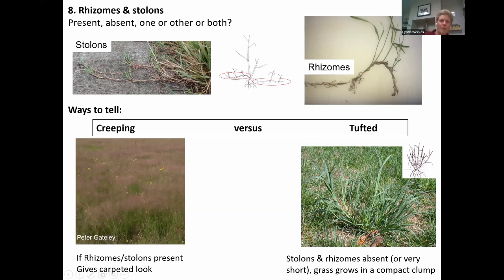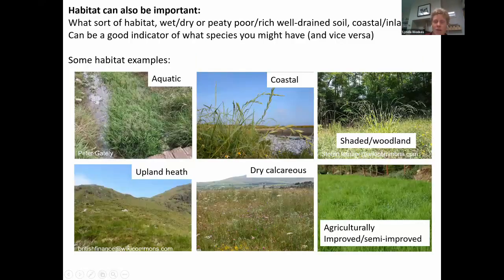Okay, so habitat can also be really important. And I know Fionnuala touched really nicely on this last week. And I know there was a few questions on it as well. So I'm not going to get into this really, but just the habitat, what type of habitat you're in, can really be a really good indicator of what species you might have. Whether it's aquatic, coastal, shaded, woodland, upland, peaty soil, dry calcareous, well-drained soil, or agriculturally improved or semi-improved, higher nutrient levels, etc., all can be really important.